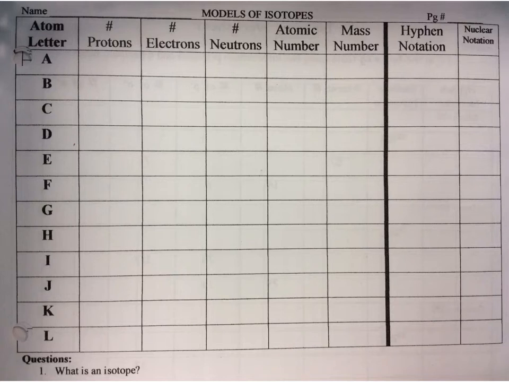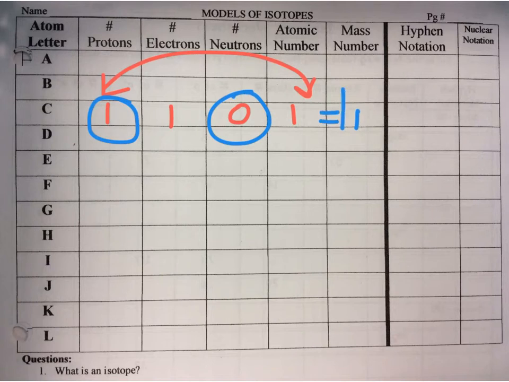So when you're filling out your chart for C, we would have written that C had 1 proton, 1 electron, 0 neutrons. His atomic number was 1 because these two always match. His mass number was 1 because protons plus neutrons equals mass. Hyphen notation is when you take the element, I can't fit the name in there, so I'll just write the symbol, dash, and his mass, 1. And nuclear notation is when we stack them on top of each other like so.